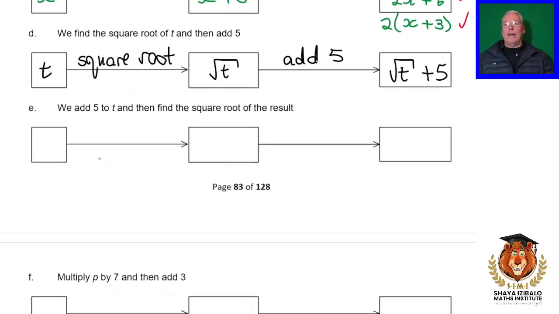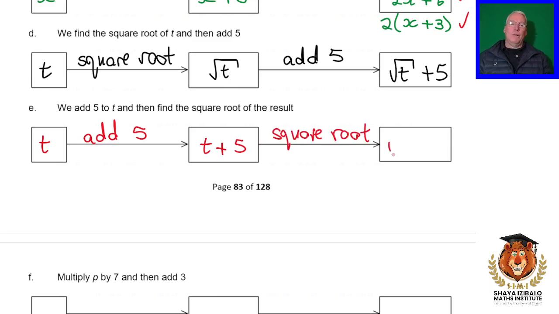Okay. We add 5 to t and then find the square root. Okay, so this is a different order. Same operations, but a different order. And order matters. So here's t. We're going to add 5. We'll get t plus 5. And then we're going to square root. So we're going to put all of that under a square root sign. And notice that these are different things. Those two things are completely different.